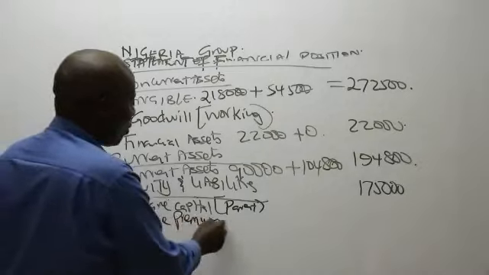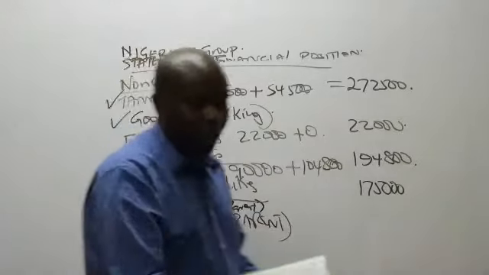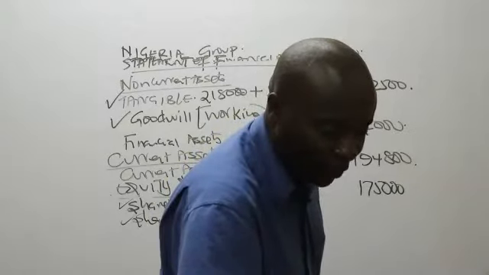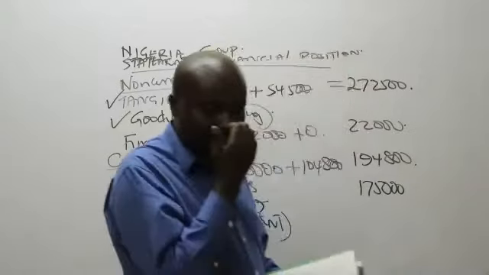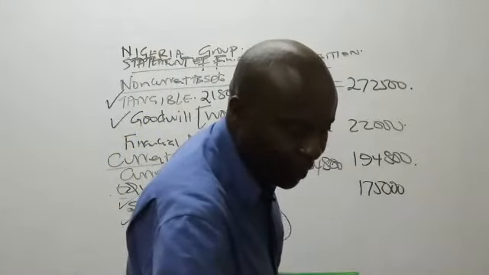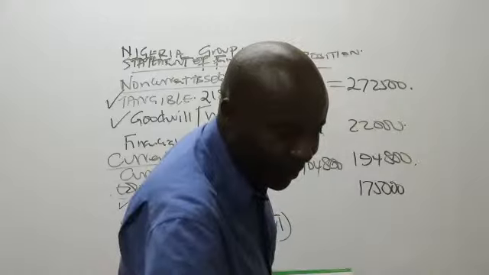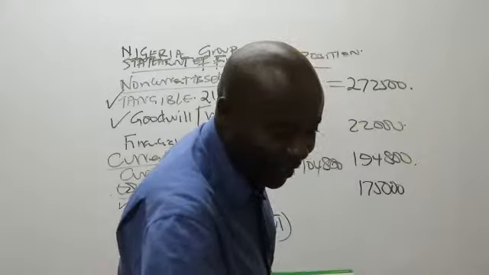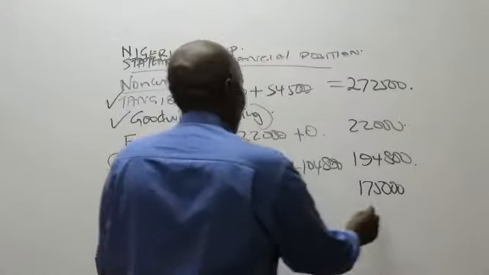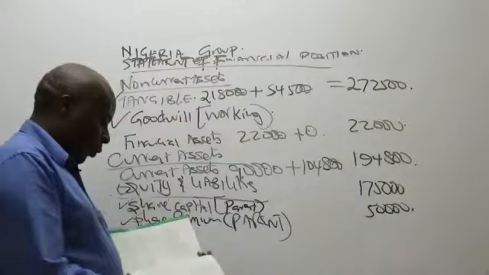So share premium, what do we have also for the parent, isn't it? Share premium is also for the parent. So could you kindly give me a figure, somebody there, for the parent, for share premium? They say 50,000 for share premium. 50,000. Thank you very much. And ladies and gentlemen, from there, we move on.